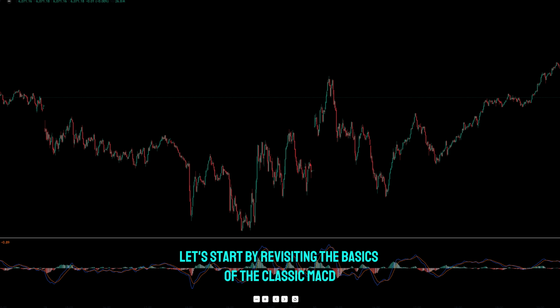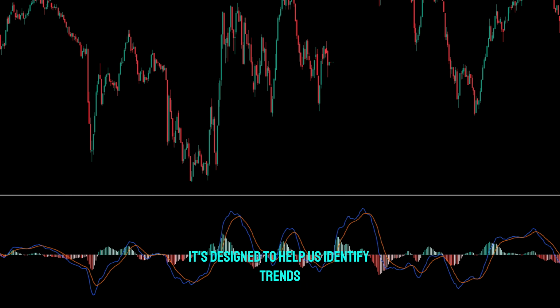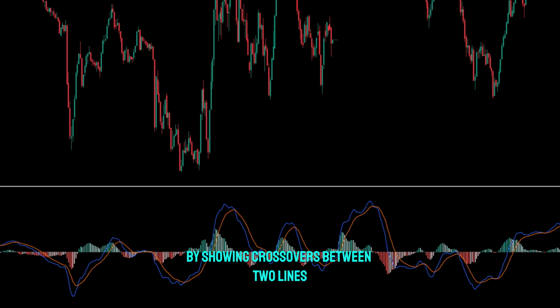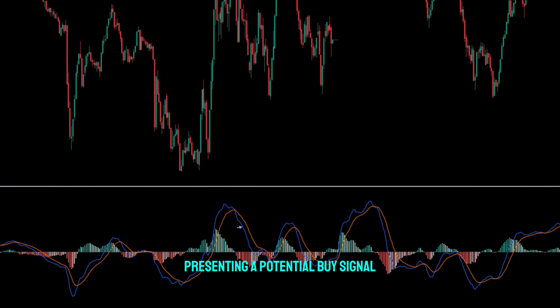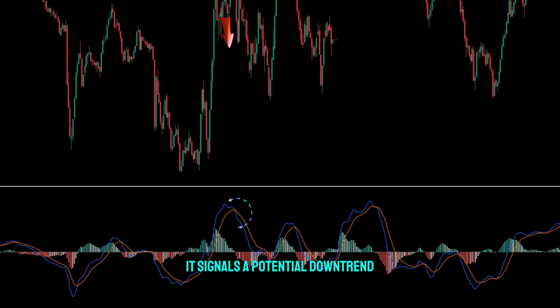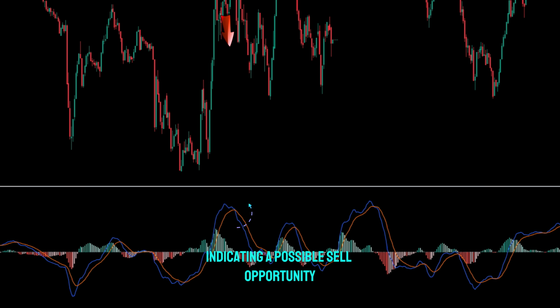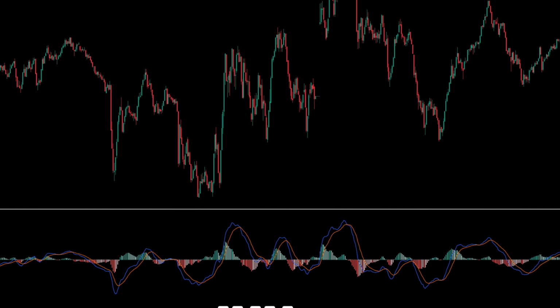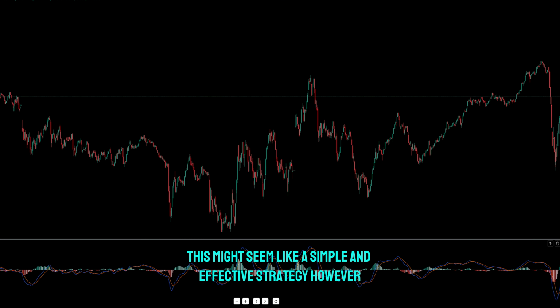Let's start by revisiting the basics of the classic MACD. It's designed to help us identify trends by showing crossovers between two lines. When the blue line crosses above the orange line, it suggests the market could be moving upwards, presenting a potential buy signal. On the other hand, when the blue line dips below the orange line, it signals a potential downtrend, indicating a possible sell opportunity. This might seem like a simple and effective strategy. However, there's a problem with this approach.